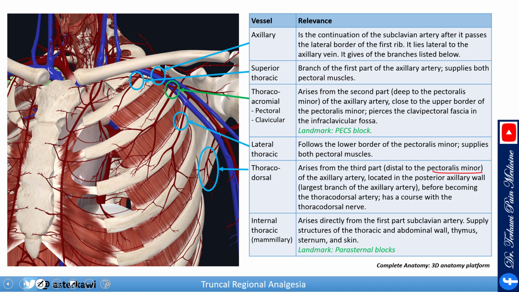This artery runs with the thoracodorsal nerve. And then finally, we have the internal thoracic or mammary artery, which arises directly from the first part of the subclavian artery. It supplies structures of the thoracic and abdominal wall, thymus, sternum, and skin. And again, it's a very important landmark when we are doing parasternal block, especially the deep one.